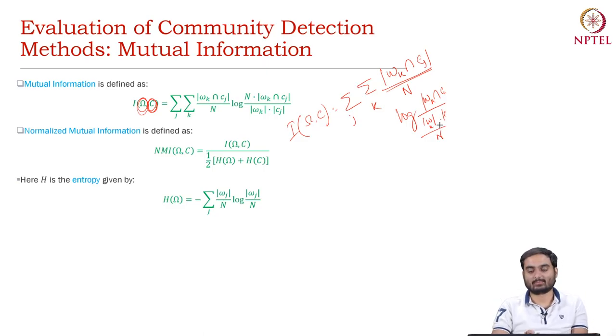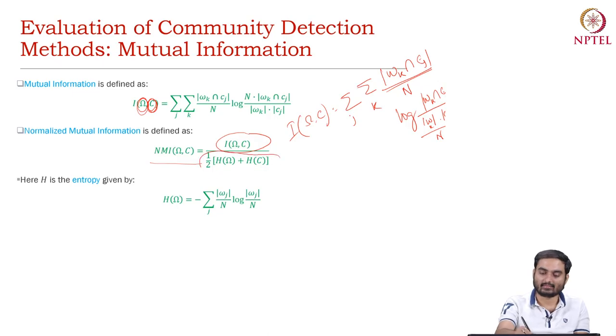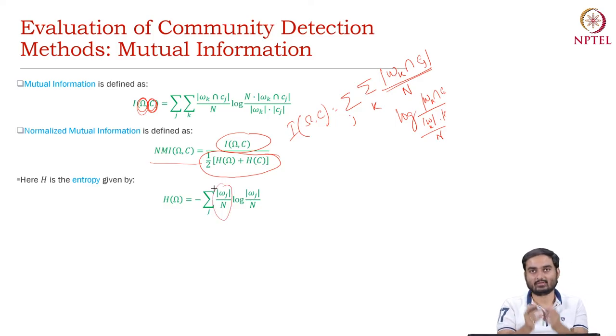This is mutual information, but the problem is that it suffers from the same problem that purity suffers from. If you assign nodes to singleton communities, you will get maximum output. So we need to normalize it. Therefore, we define normalized mutual information, which is mutual information divided by the average entropy. Entropy is Shannon's entropy, minus x log x, where x is the fraction of nodes in the community. You take the entropy of the detected communities and of the ground truth, average them, and normalize mutual information by this.